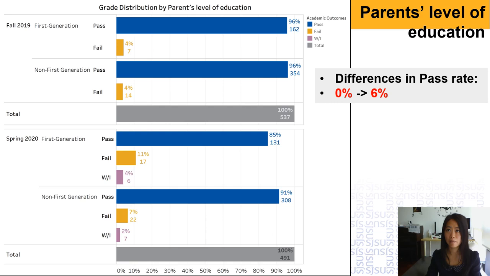And for the parents' level of education, we can see 0% difference in fall 2019. They are both at 96%, pretty high. And for spring 2020, we see a 6% difference. So students who are first-gen students, none of whose parents attended college, do not perform as well as their peers who are not first-gen.